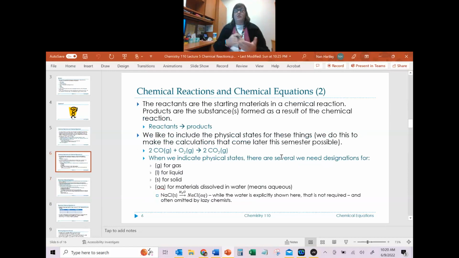The reactants are the starting materials for your chemical reaction. The product is the substance formed as a result of the chemical reaction. So we go from reactants to products. We like to include the physical states of these things. We do this whenever we can because eventually we absolutely need them. When you get to the second half of this class and start talking about chemical equilibrium, we only include certain phases in those calculations. So it's important that we indicate those phases.